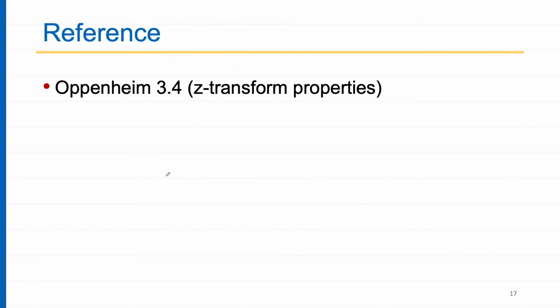So these are some of the properties which are also discussed very nicely in this reference called Oppenheim, chapter 3, section number 4, called Z transform properties.